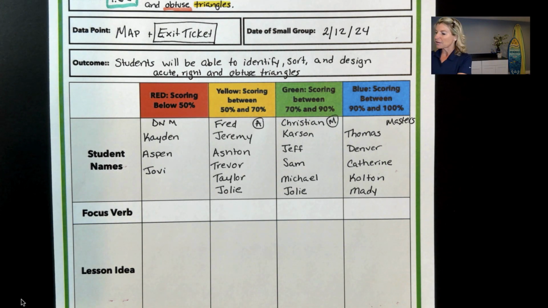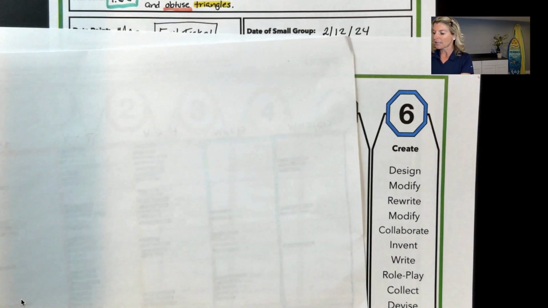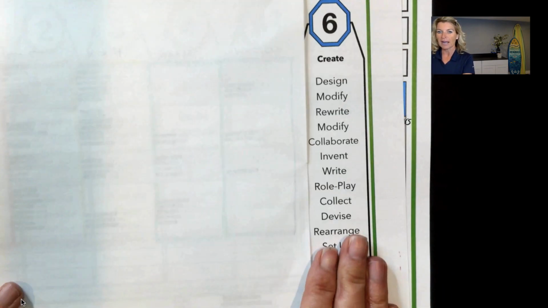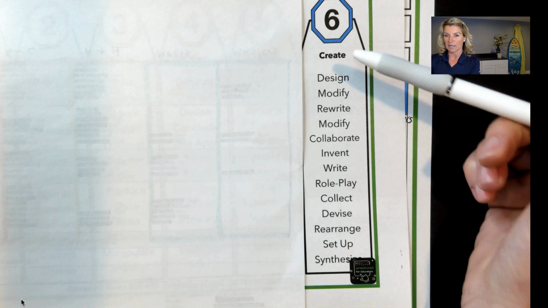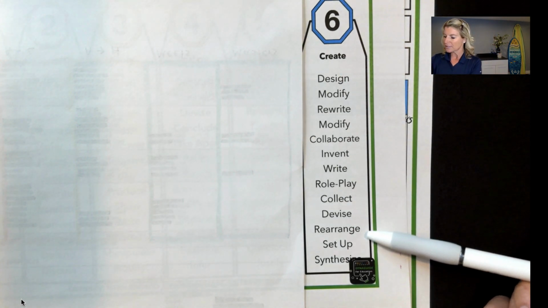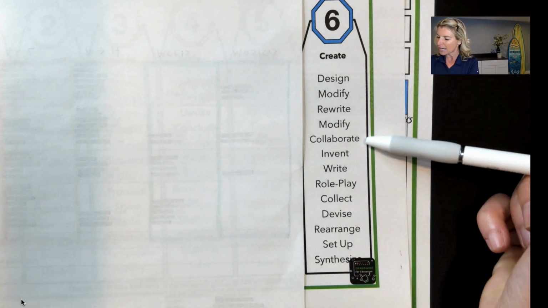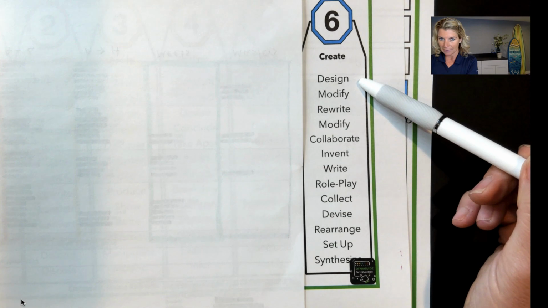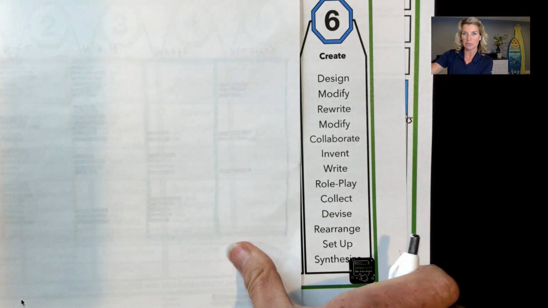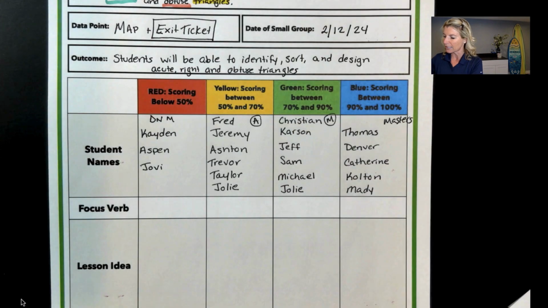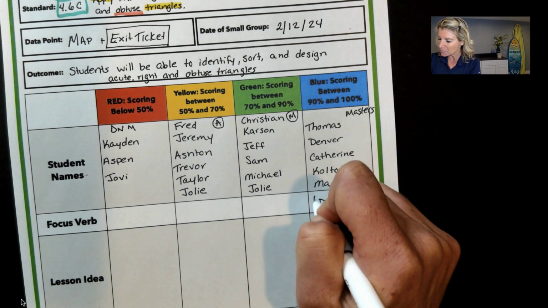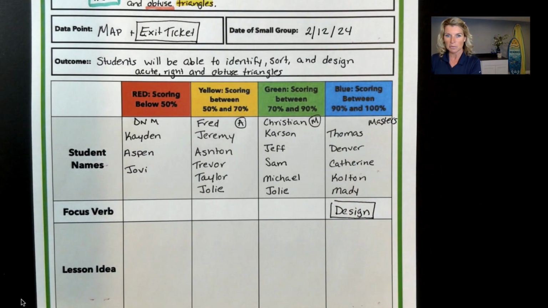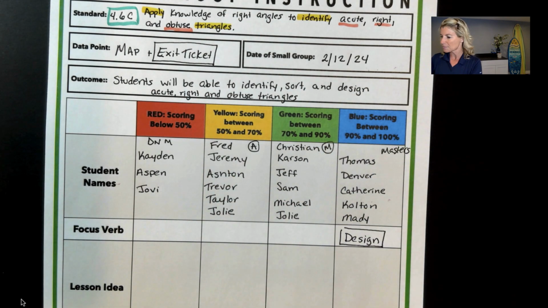The first thing that I look at is my blue group. When I'm planning, I'm going to look at my blue, my high flyers that probably already can identify obtuse, right, and acute triangles. So I'm going to pick one of these verbs that I'm going to have them do. Maybe I'm going to have them design a shape or something to go along with it. So I like that verb design. I'm going to come down here and write design. Everything that they're going to do inside that small group is going to be focusing on designing something that goes with obtuse, acute, and right triangles.